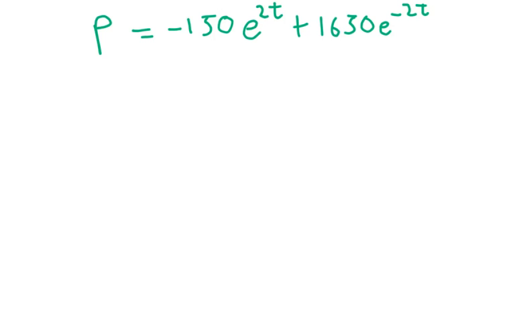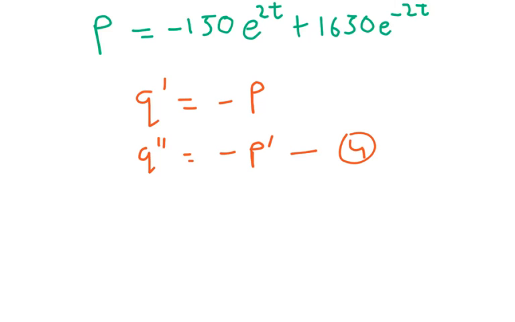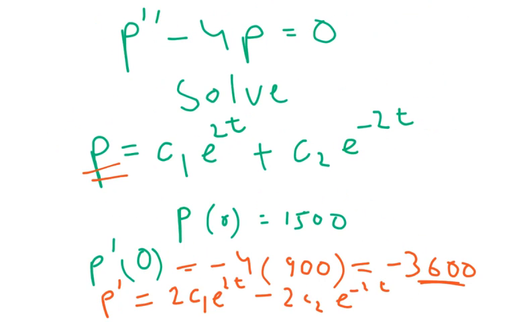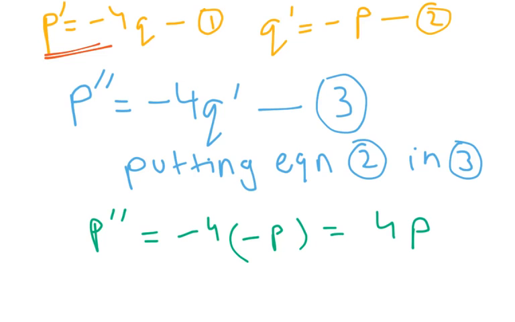Now let us solve for q. Let us derive the same equation as we did for p. Again we have q dash is equal to minus p. So q double dash will be minus p dash, which is equation 4. Over here we'll be substituting the equation p dash is equal to minus 4q.